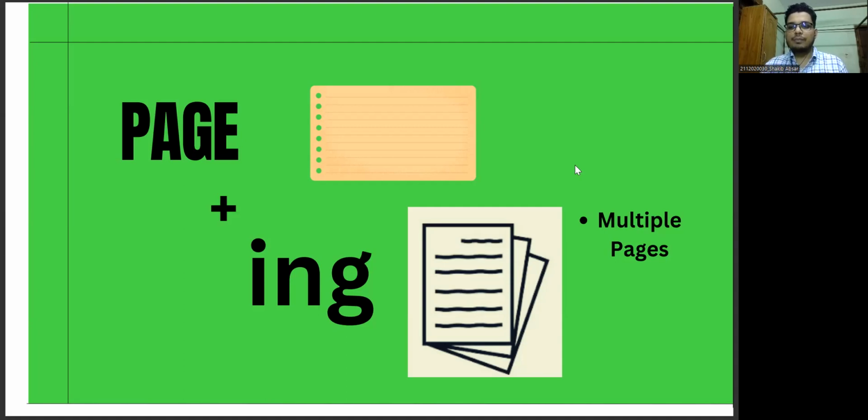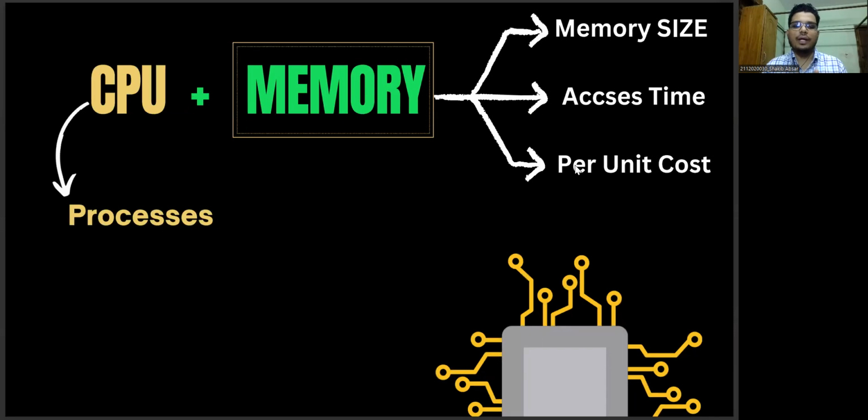Now, to get into paging, we'll need to understand some basic concepts first. So moving on to the next slide, it is about CPU and memory. We all know the CPU is the central processing unit which controls all the processes in the memory. And now we are talking about the memory here. So the memory should have three criteria to be good memory. First of all, memory size. Second, access time should be faster and cost should be lesser. Fulfilling these three criteria is necessary for good memory utilization.